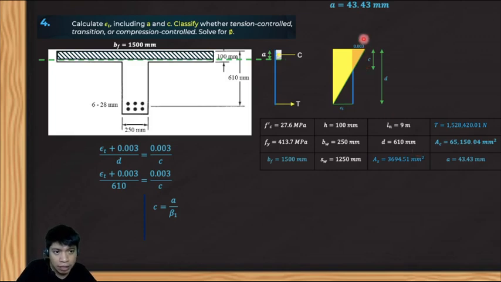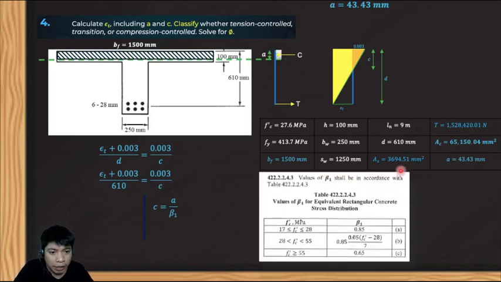Nandito nga iyon sa taas, 43.43. So, kailangan natin, guys, ng beta 1. Paano ba iyong beta 1? According to NSCP, ang ating beta 1 ay nakadepende sa value ng f sub c prime. Since ang ating f sub c prime nga is 27.6, ibig sabihin, guys, nandito siya sa first na row, okay? That is 0.85 nga iyong ating beta 1.